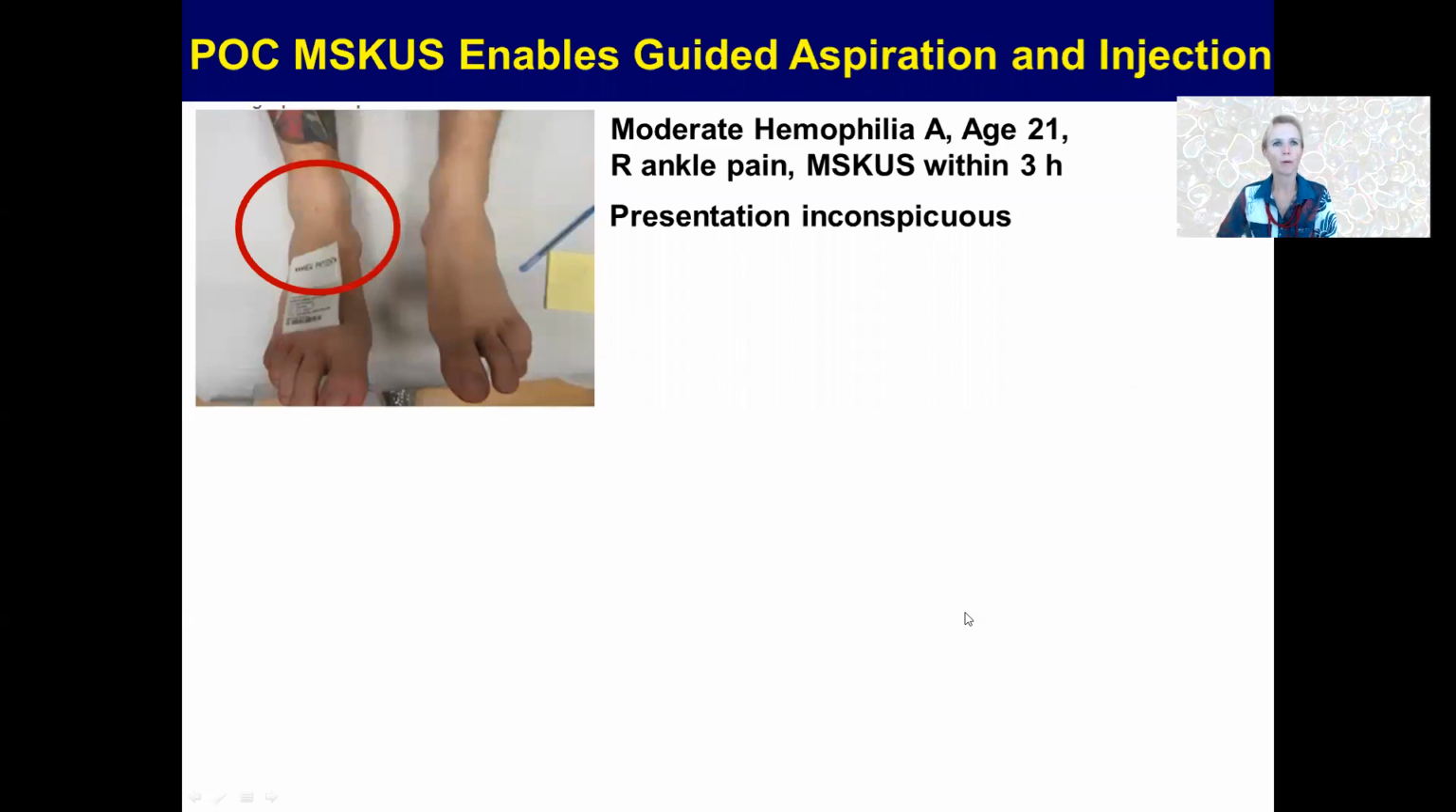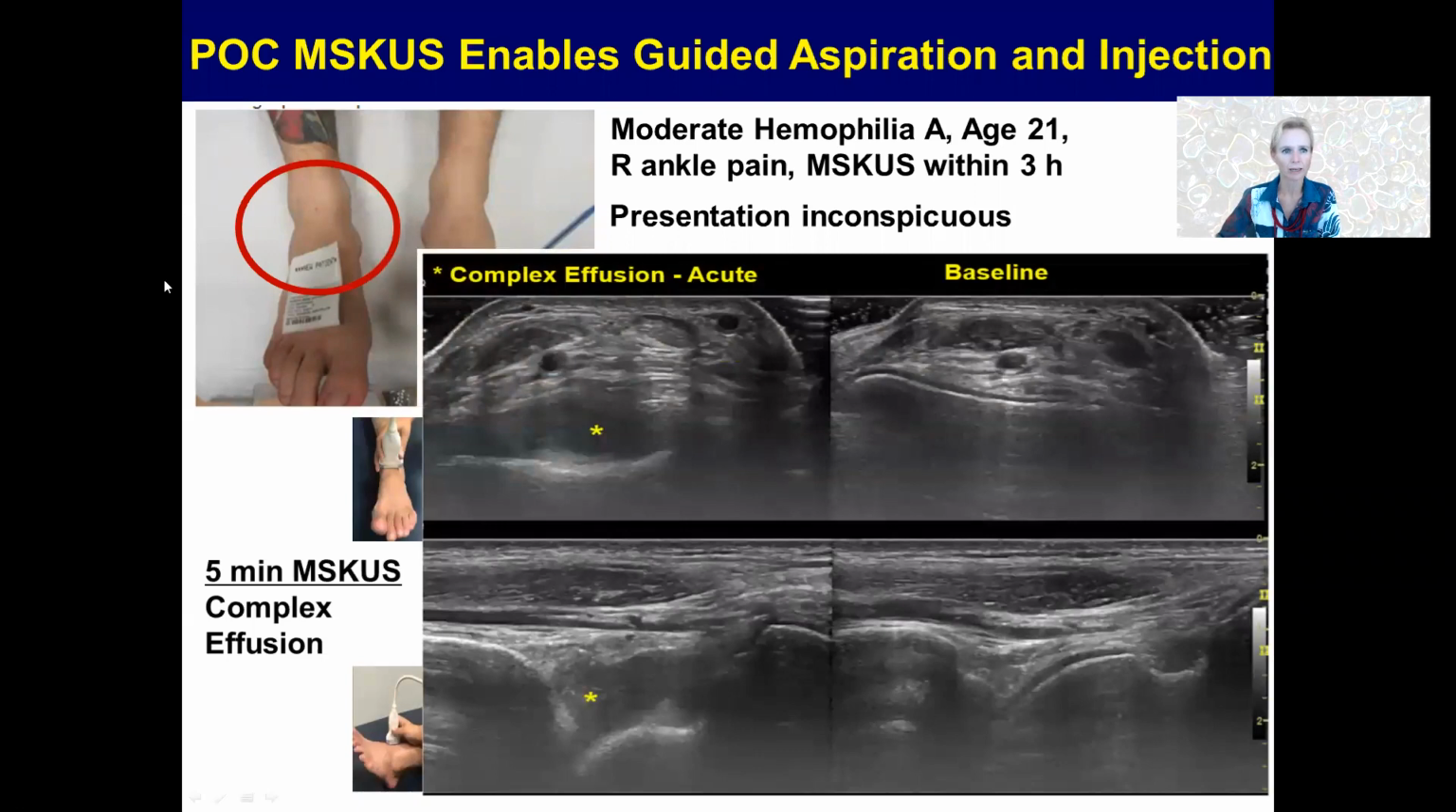Then furthermore, POC MOSCAS is very useful in that it enables guided aspiration and injection. So let's stay with aspiration first, and that's best illustrated with a patient. So this patient has moderate hemophilia A. He is young and he just graduated from the pediatric center to our adult center. So one morning he wakes up with spontaneous joint pain, not knowing what this really meant. And as you can see, the presentation here is entirely inconspicuous in that there is no real swelling, some range of motion deficit, but no redness and of course some pain.